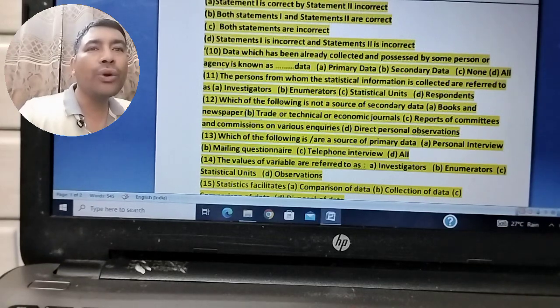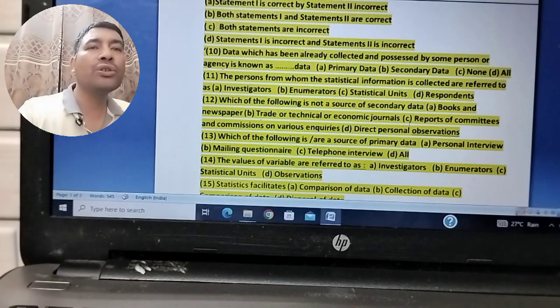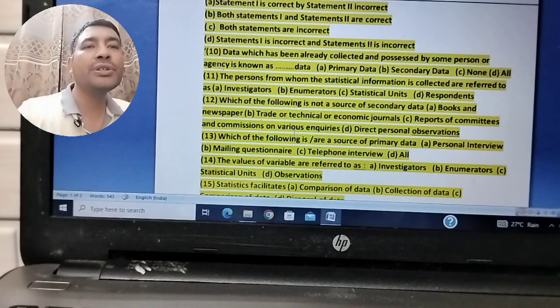And which of the following is not a source of secondary data? Books and newspapers, so this is a secondary source. Trade, technical or economic journals are also a secondary source. Someone has already written this. Reports of committees and commissions on various inquiries.